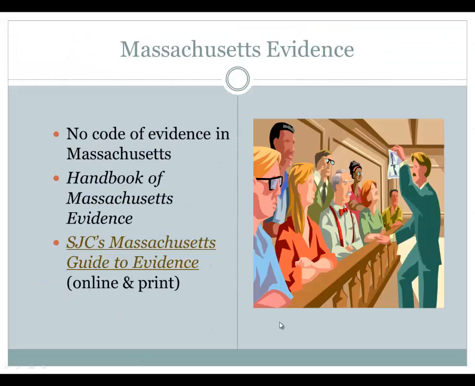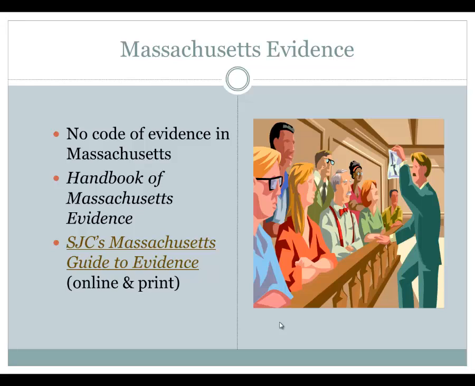So one little quirk I wanted to mention in Massachusetts is that there's no code of evidence. So there is an SJC Massachusetts Guide to Evidence, which is available in print and online. And you can also find it on Lexis or Westlaw. In the same place that we saw those other rules, you'll see the Massachusetts Guide to Evidence.